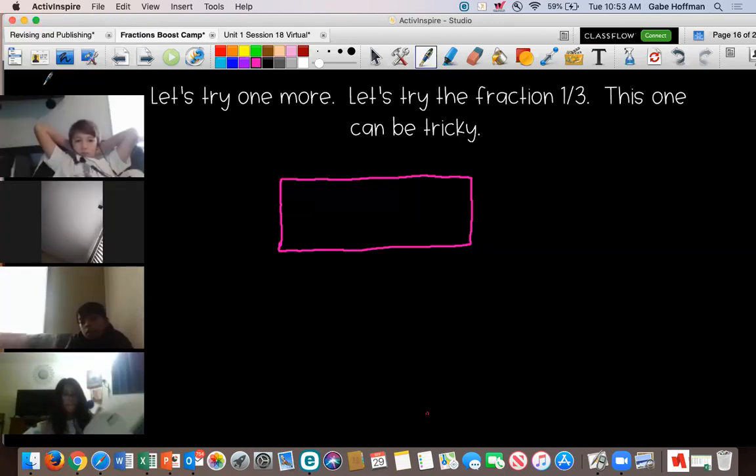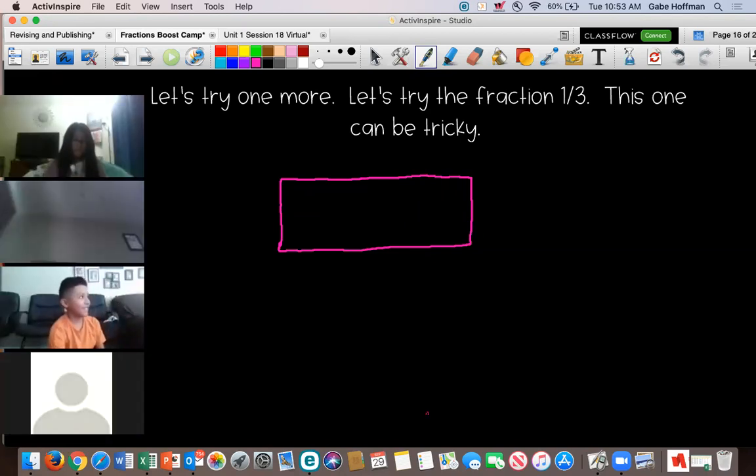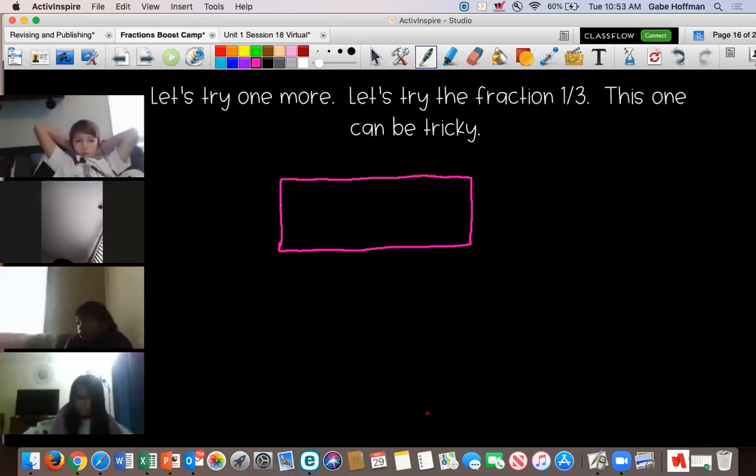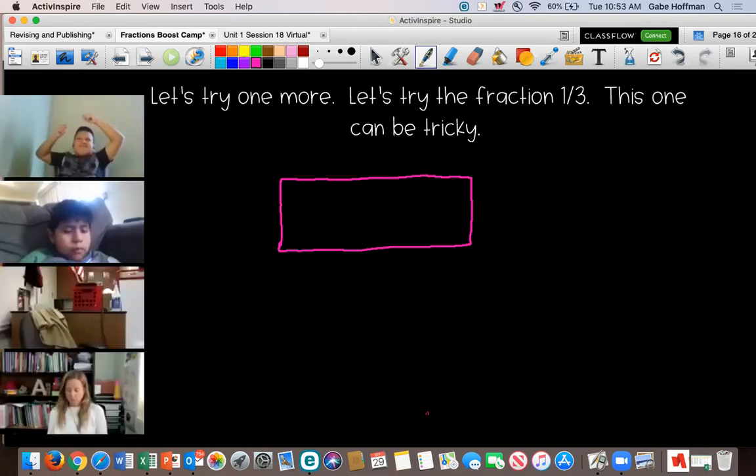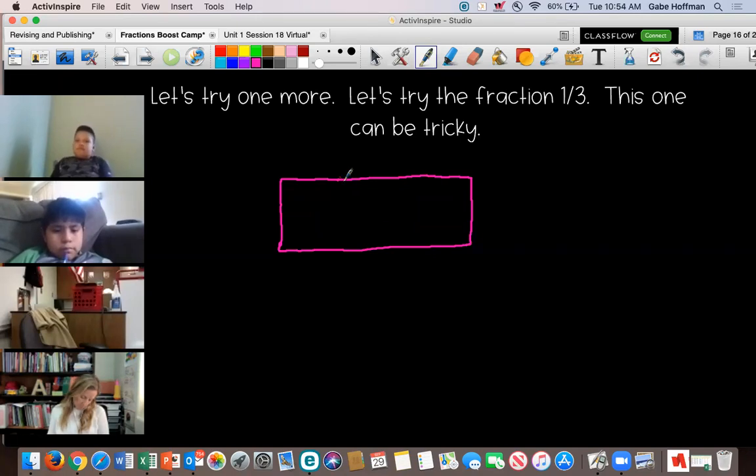Okay, so we have 1/3. How many pieces am I going to split this rectangle into? 3. And it's definitely tricky with 1/3 to try to get them even. I don't have a trick, Mr. Hoffman. Do you have a trick? We don't have a trick. We just try the best that you can, make them even.